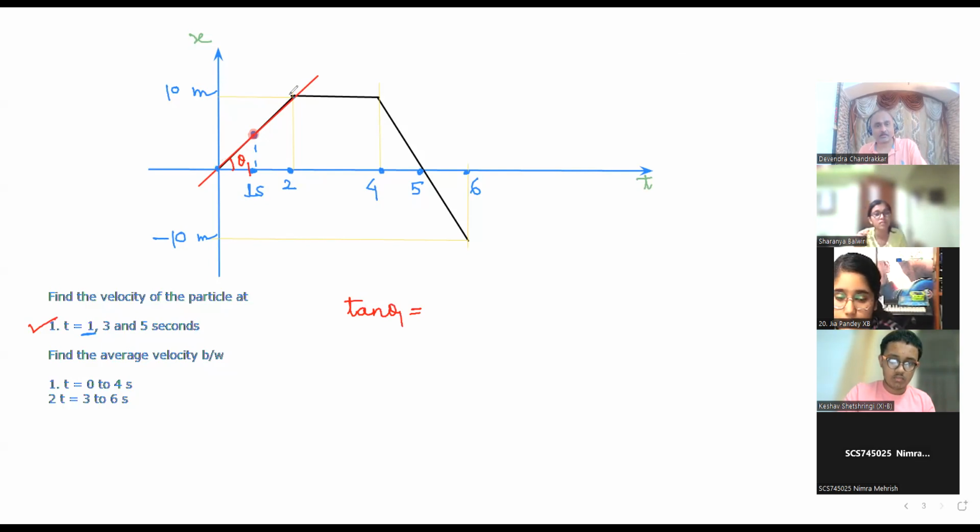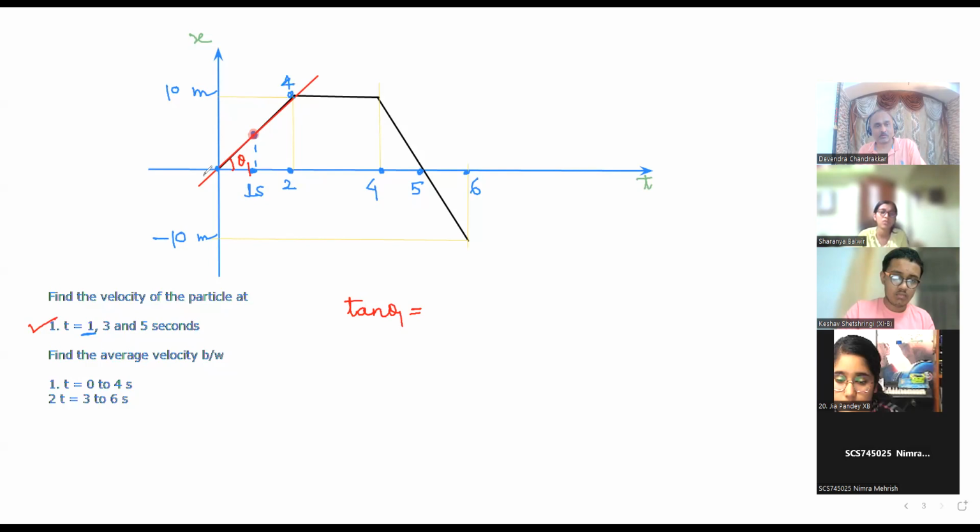Take this triangle A, O and B. Tan theta 1 is how much? It's 10 upon 2. This is meters, this is seconds. So it is 5 meters per second. Keshav, understood or not? Yes, this is the velocity at t is equal to 1 second. All of you understood it or not?